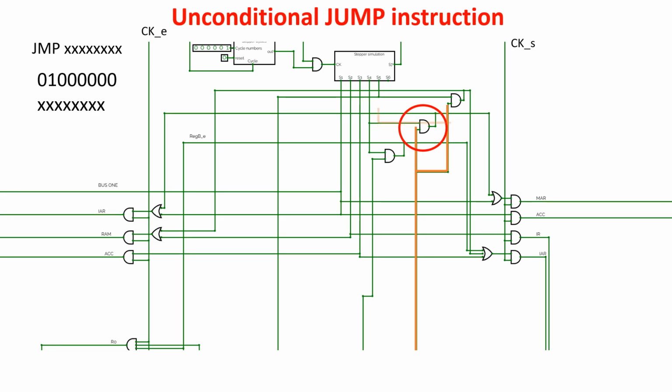So in the fifth step, we just give an enable pulse to RAM and a set pulse to IAR to acquire the address of the instruction we want to jump to inside the instruction address register, so as next instruction.